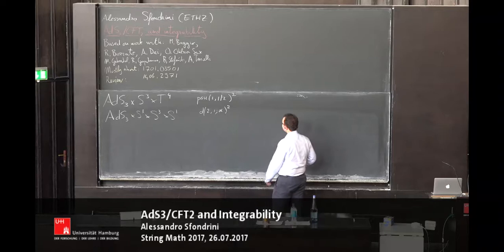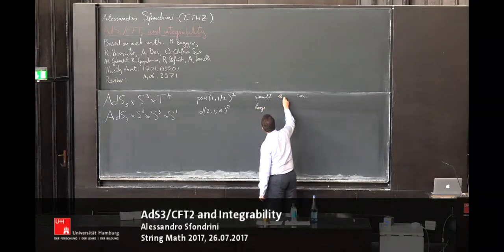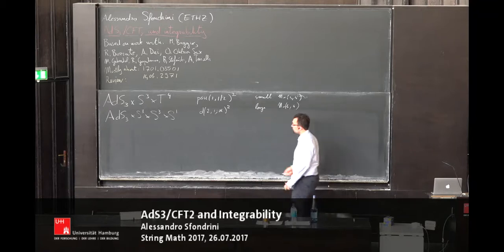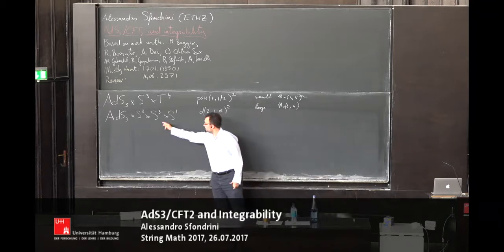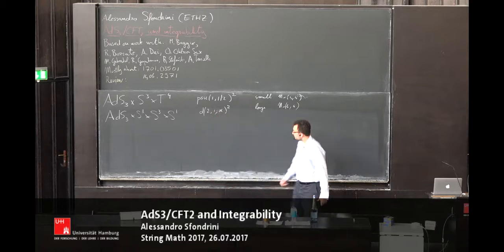And sometimes these backgrounds go under the name of spaces with small, so-called, or large N=(4,4) superconformal symmetry. And the difference between small and large is due to the fact that one has an additional R symmetry of SU(2), which comes from the presence of the second sphere.